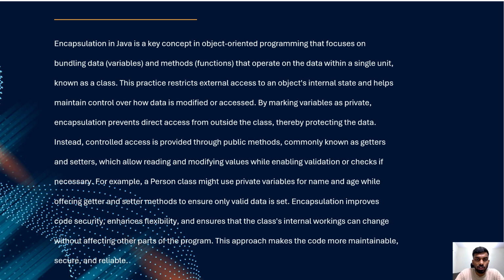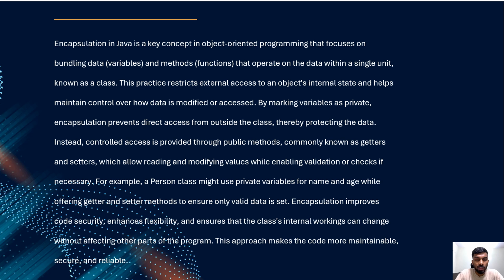This practice restricts external access to an object's internal state and helps maintain control over how data is modified or accessed. By making variables private, encapsulation prevents direct access from outside the class, thereby protecting the data. Instead, controlled access is provided through public methods, commonly known as getters and setters, which allow reading and modifying values while enabling validations or checks if necessary.